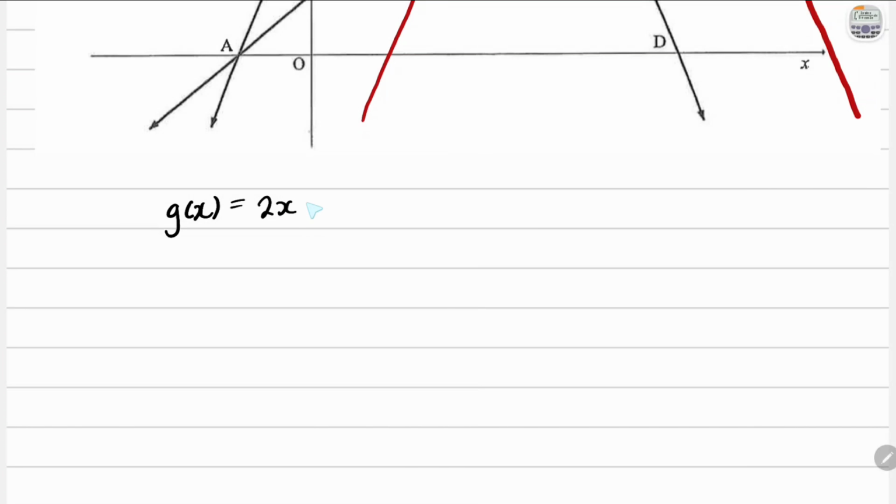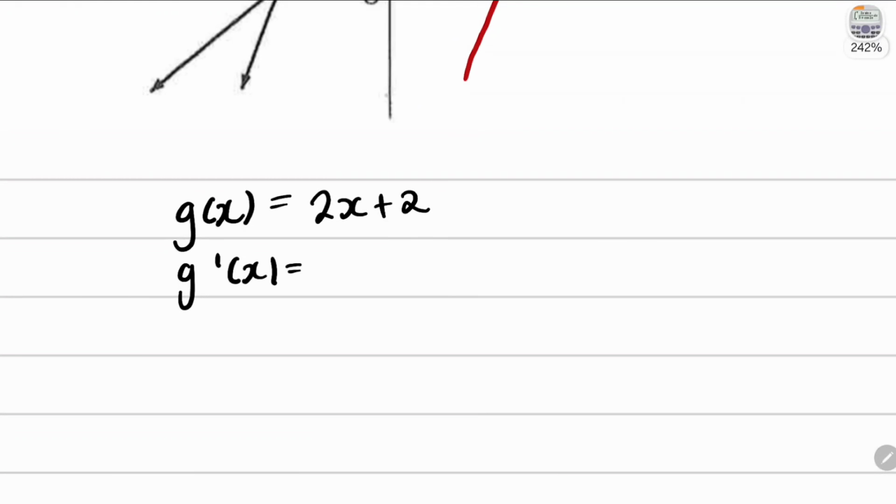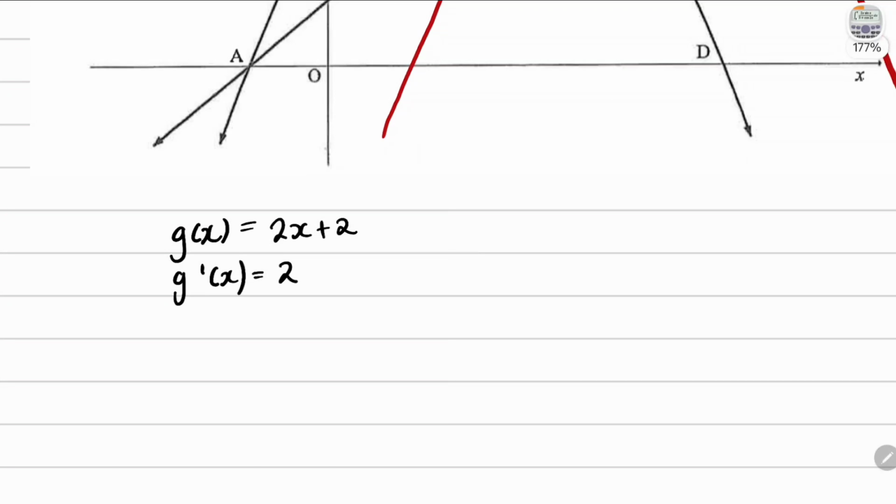So 2x plus 2. If you find the gradient of this, derive it, that's 2 times 1, which is just 2. The x is going to fall away, of course, because 1 minus 1 is 0, and anything to the power of 0 is 1. 2 times 1 is 2. Okay, so that's what that becomes.